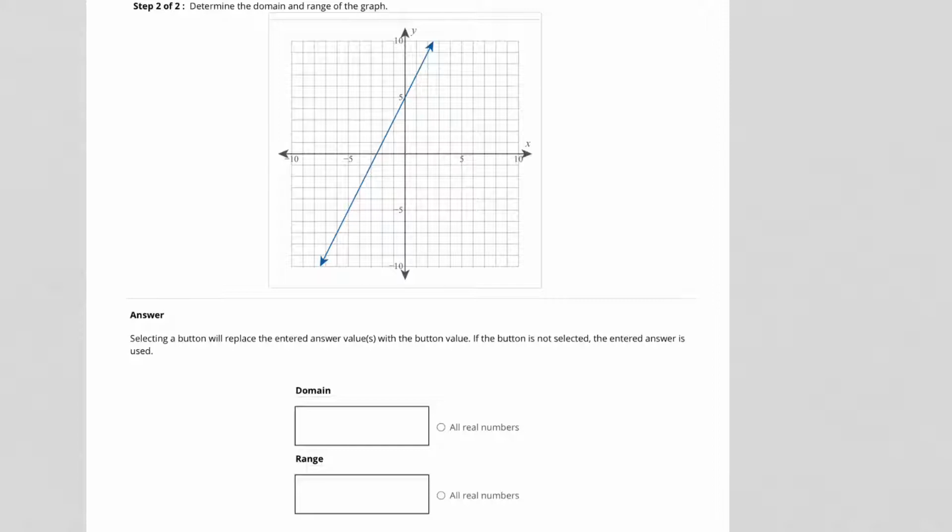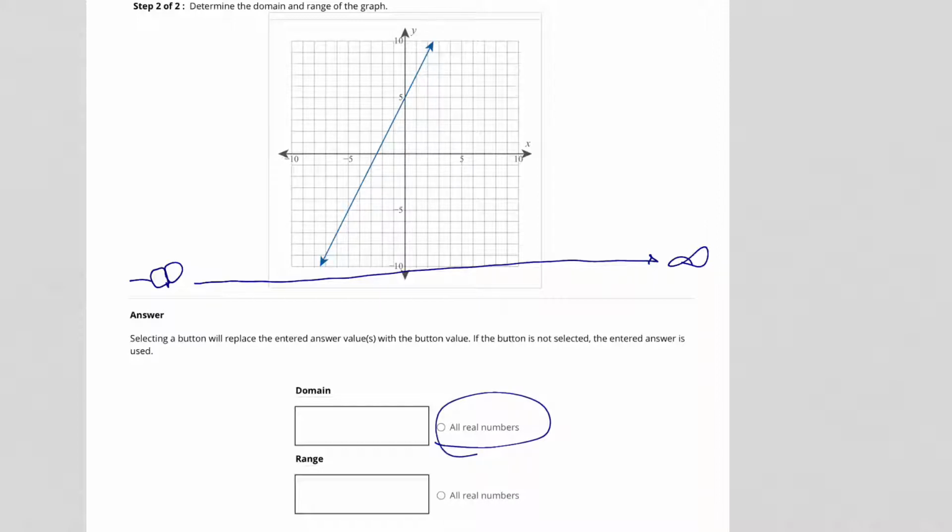So remember, when I'm reading domain, I'm reading left to right. So it's coming from negative infinity. It's going all the way over to positive infinity. So the domain is all real numbers. When I look at the range, I look at the graph from bottom to top. Again, this graph is extending forever. So it's going from negative infinity down here up to positive infinity. So it is also all real numbers.